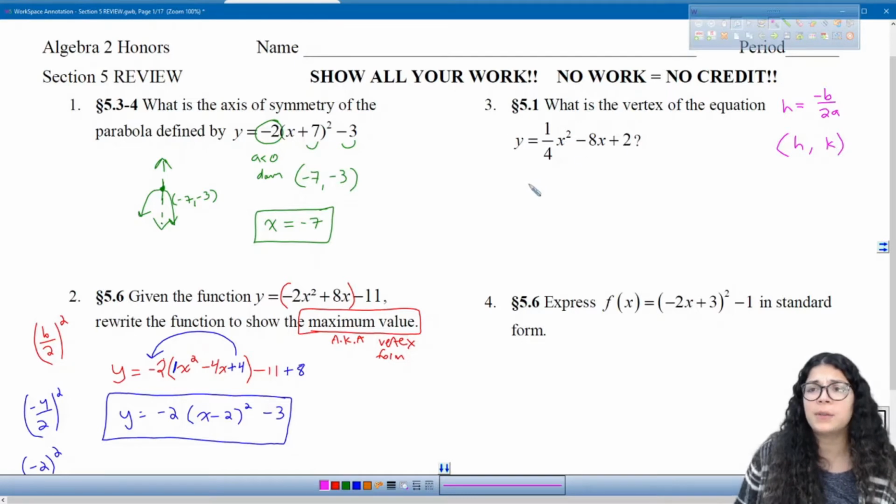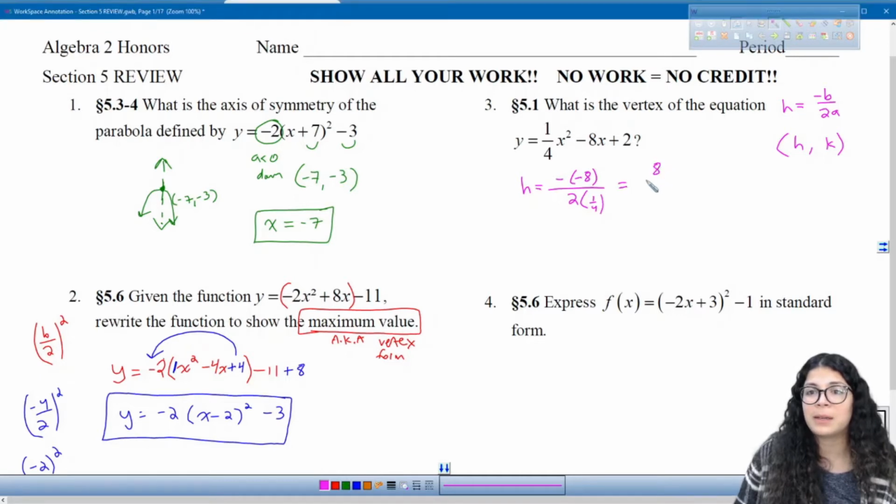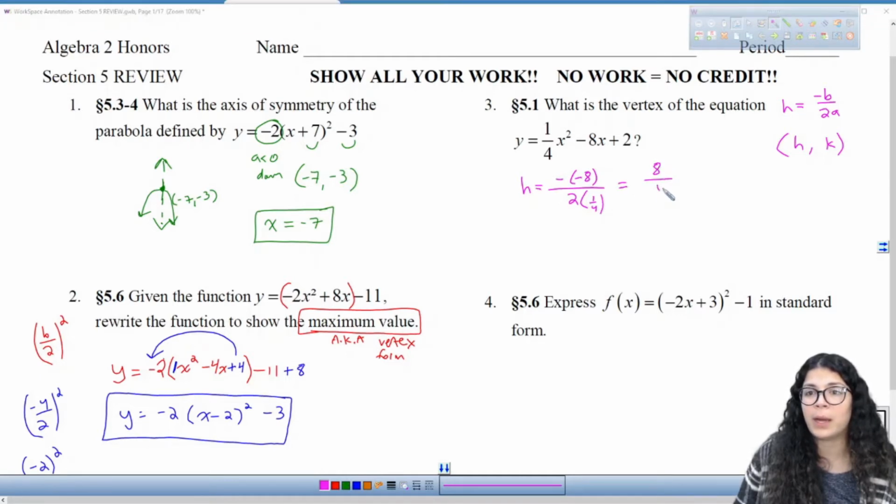So let's go ahead and use the formula for h, -b, b is -8, over 2 times the a value. The a value is 1/4. So -(-8) is +8, 2 times 1/4 is 1/2.